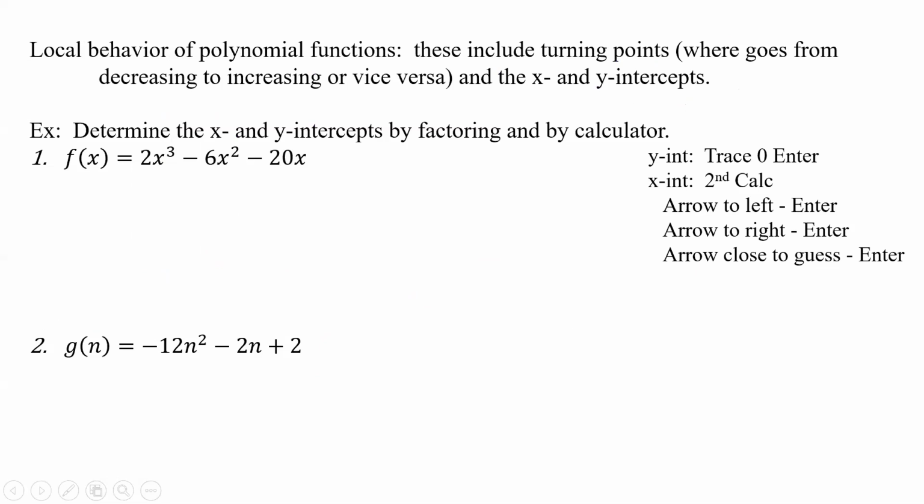And so what we're going to find out are, how many turning points, where it goes from positive to negative or negative to positive, increasing or decreasing. And we can also learn our x and y intercepts, what's crossing the line, what's not crossing the line. And we can do this 2 different ways. First way is by factoring. And so that's going to be the most common.